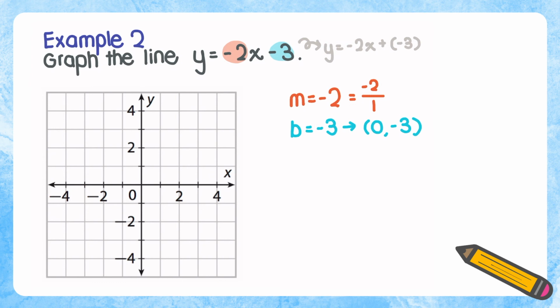So let me plot the y-intercept, 0, -3. That's right here. And then I'm going to go rise -2. So go down 2 and right 1. Here's a new point. And I'm just going to connect these points to graph the line. This is the graph of the line y equals -2x minus 3.